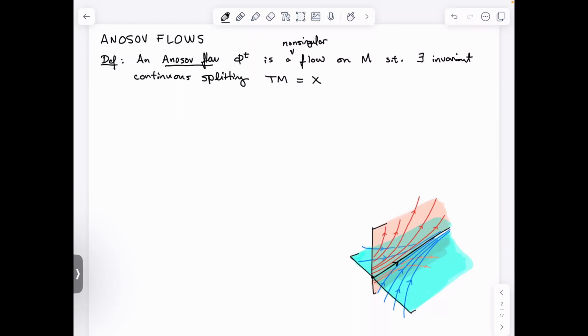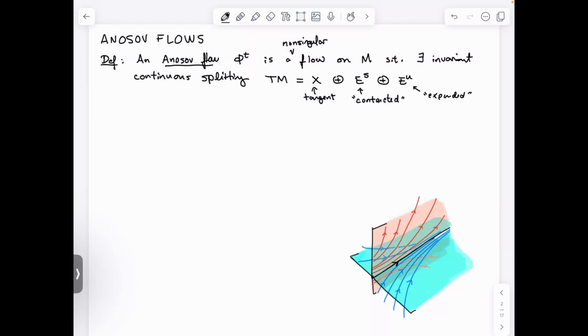So one direction is going to be tangent to the flow. So that's easy to keep invariant. All right. In a 3 manifold, these are all just line fields. They're one dimensional. Something called the stable direction, which is contracted. All right. And something called the unstable direction, which is expanded.